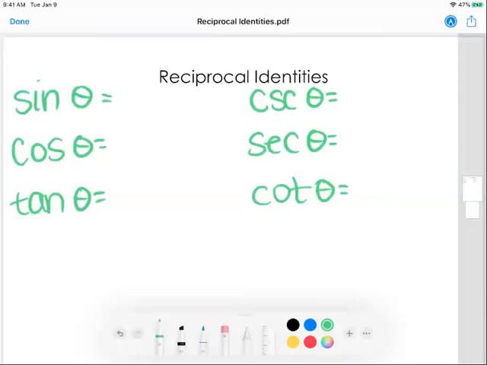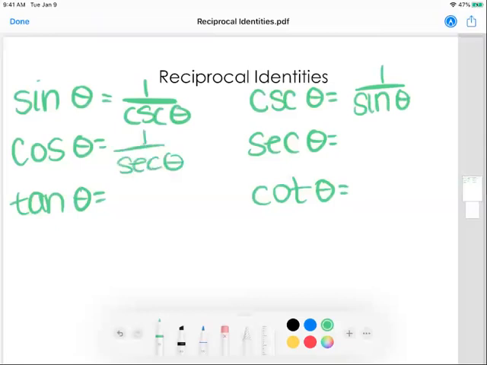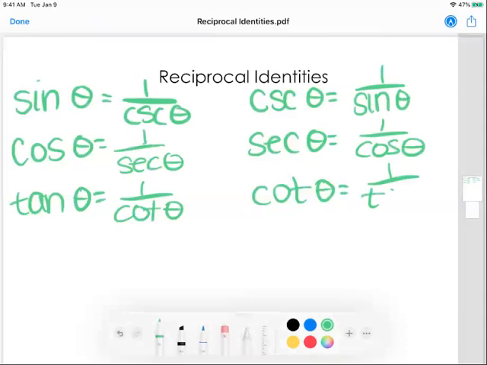So sine is actually 1 over cosecant of theta. We've talked about this before. So cosecant of theta, we can also rewrite this as 1 over sine of theta. Cosine of theta, we can rewrite that as 1 over secant of theta. Secant of theta is 1 over cosine of theta. Tangent is 1 over cotangent of theta. And cotangent is 1 over tangent theta. Remember, theta is just that variable we use when we're thinking about an angle measurement.